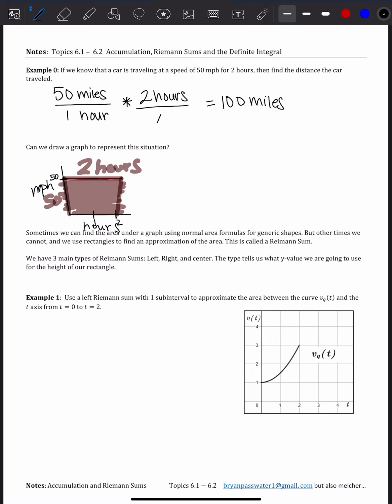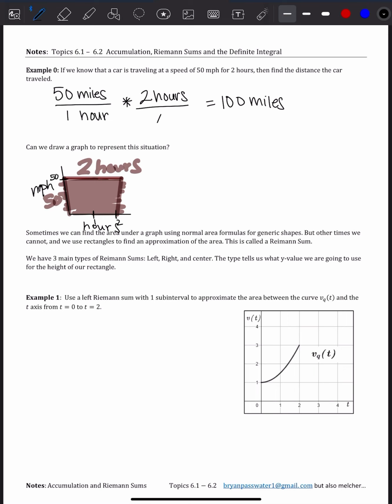So Riemann sums are when we take rectangles and divide up a graph into different rectangles to form this area under a curve. We're going to be looking at left Riemann sums, right Riemann sums, and center or midpoint Riemann sums. This tells us what we are going to use for the height of our rectangle.